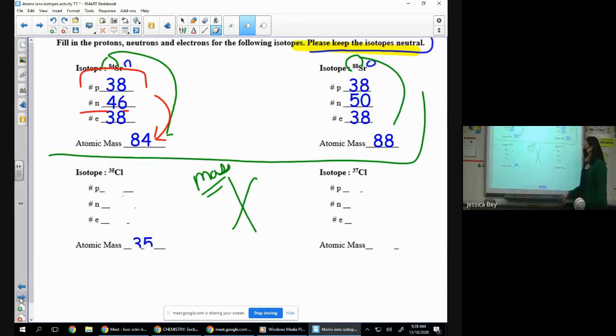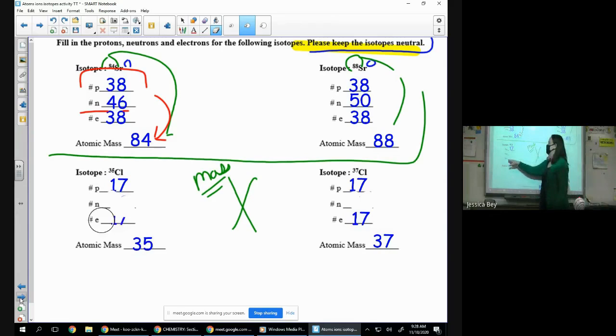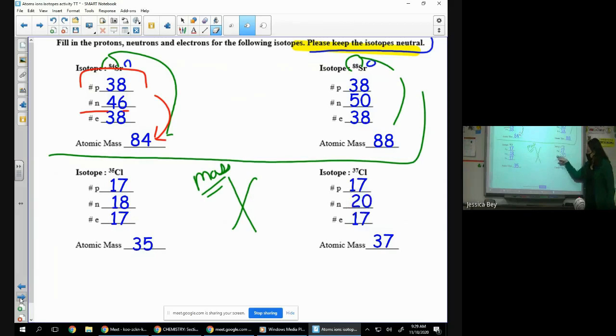All right, let's take a look at the back. This is chlorine 35. This is chlorine 37. Chlorine has 17 protons, no matter how you slice it. If we're leaving these neutral, they also have 17 electrons. The only thing you have to do here is 17 and 35. The difference for this one is 18 neutrons. 17 and 37, this guy has 20 neutrons.